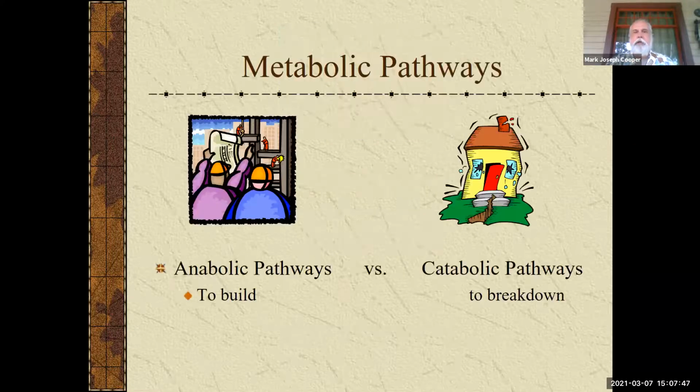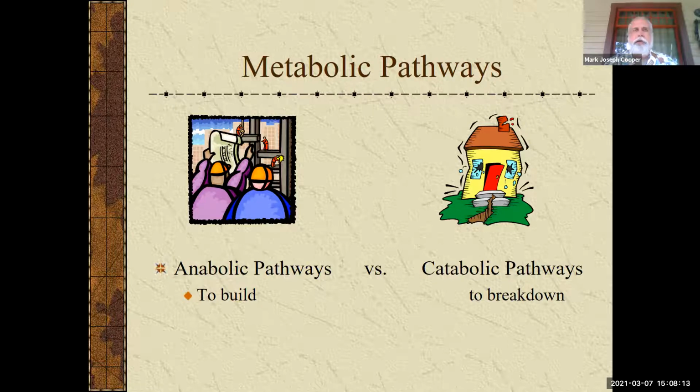And so first of all, metabolic pathways, that's pretty much all the chemical processes in your body. And so what we have is really two types of pathways. We have the anabolic pathway and the catabolic pathway. And so anabolic pathway means to build. And so last when we were talking about steroids, steroids are anabolic steroids.